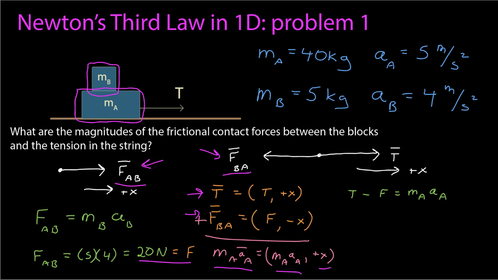And do I have enough to solve? I do, because I know the mass, the acceleration, and I know F. So I can solve for T by bringing F to the right side of the equation, and I'm ready to plug in numbers. Now we have the tension, which is 220 newtons.